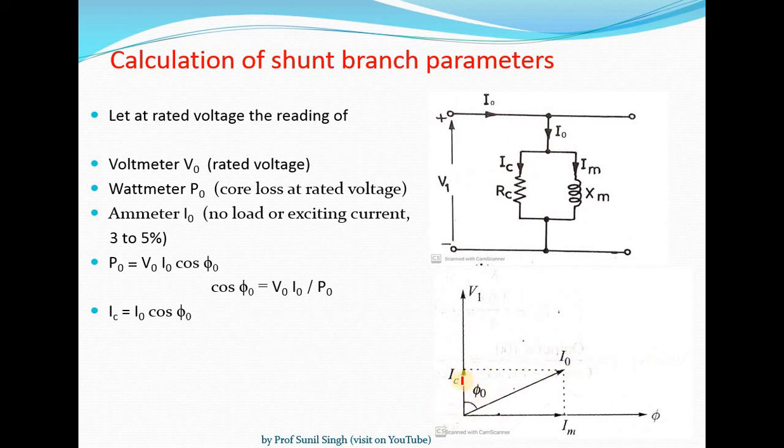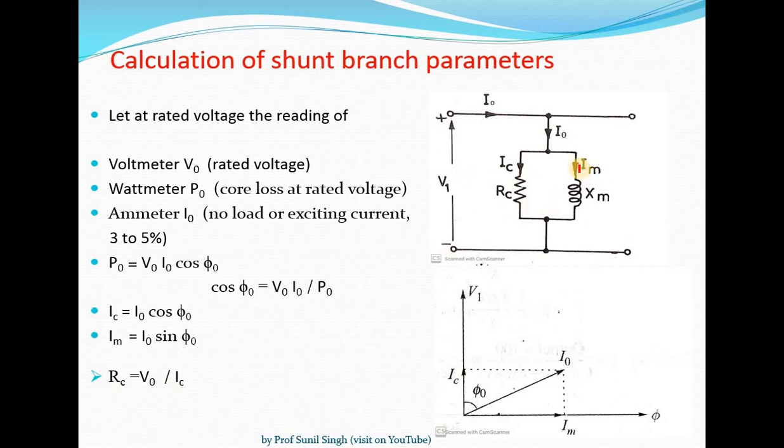So what is the value of IC? IC is simply I naught into cos phi naught. What is the value of IM? IM is I naught into sin phi naught. Now once we calculate this IC and IM, it is very simple to calculate the RC. V is the voltage across this, current we know, voltage we know, so resistance is simply voltage divided by current. So RC is equal to voltage divided by current.